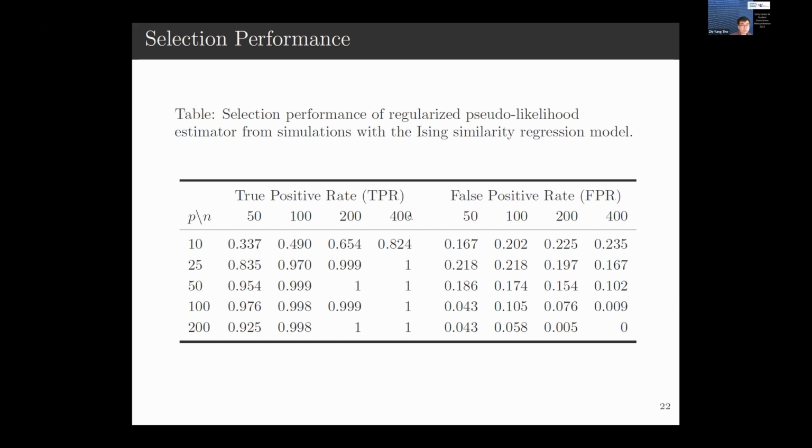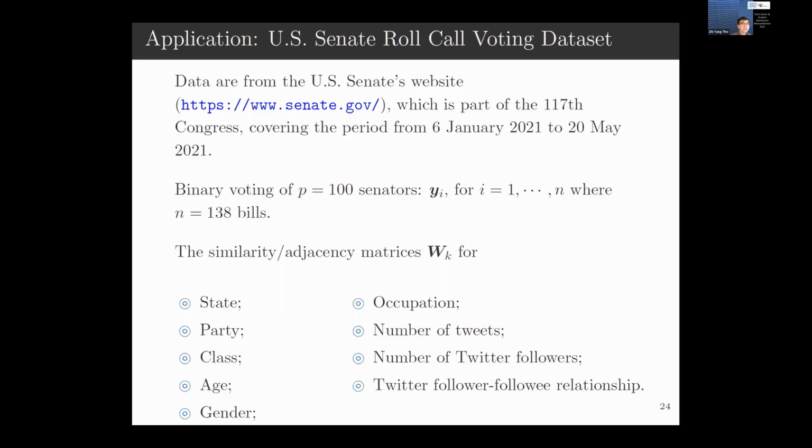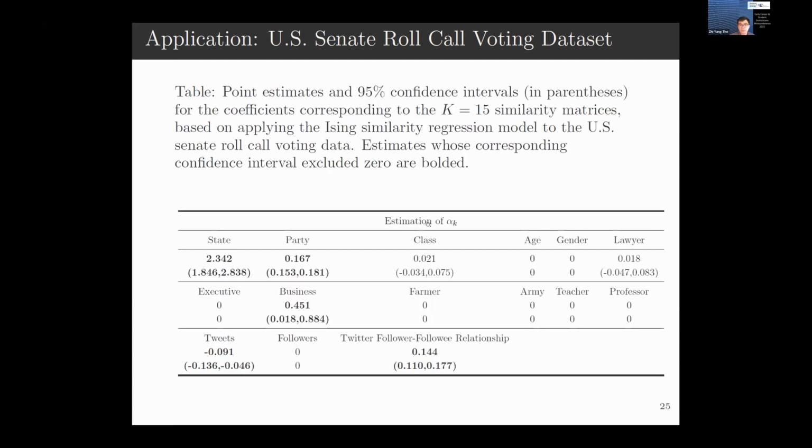All right, so finally, I'll talk about the application that I mentioned in the beginning. We have this data set that consists of the binary voting of US senators. We have a total of 100 senators on 138 bills. On top of that, we constructed similarity and adjacency matrices for the following attributes of the senators. The last 3 here are based on the official Twitter of the senators. And the estimation results for the regression coefficients for those similarity or adjacency metrics are given here.